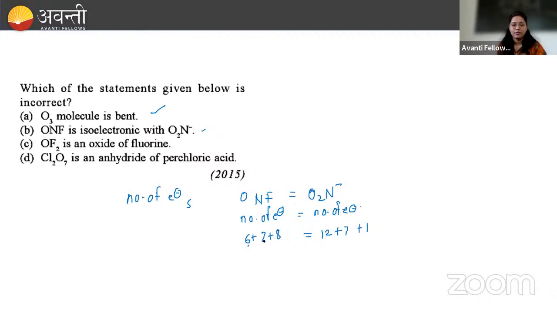तो यहाँ पे देखिए कितने आ रहे हैं हमारे पास इलेक्ट्रॉन्स. 6 plus 7 plus 8. How much is it? Yes, tell me. It is just simple maths. Can you tell me the answer?